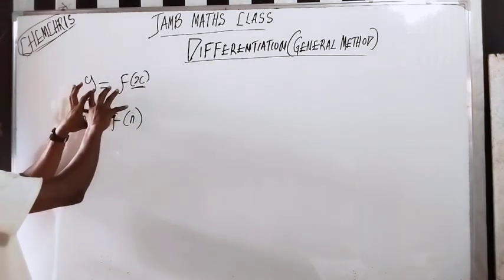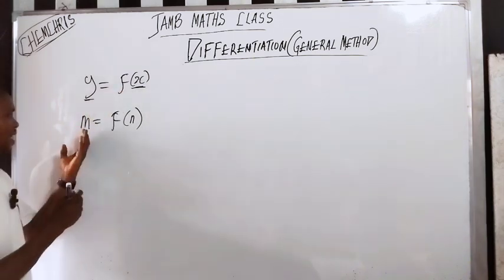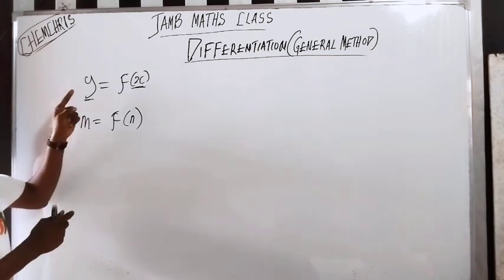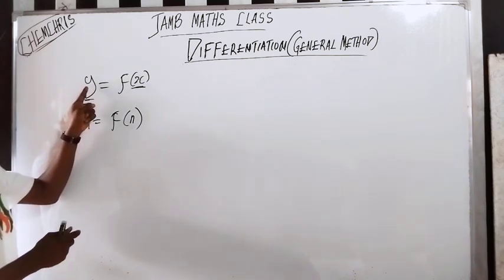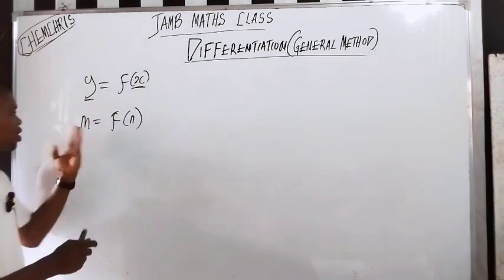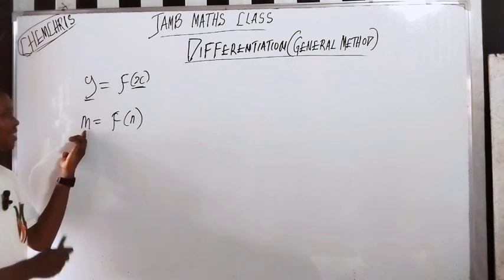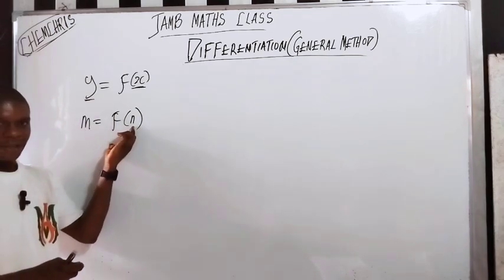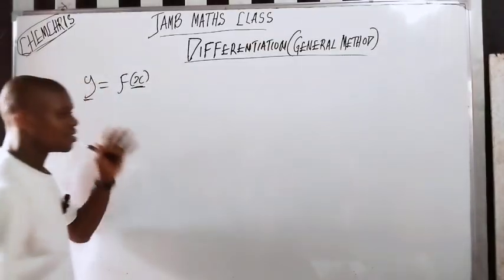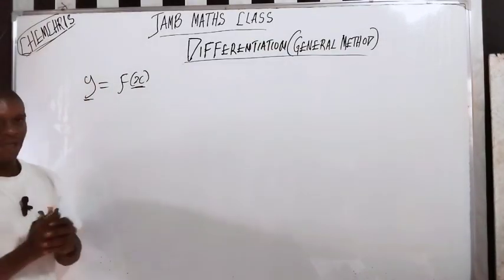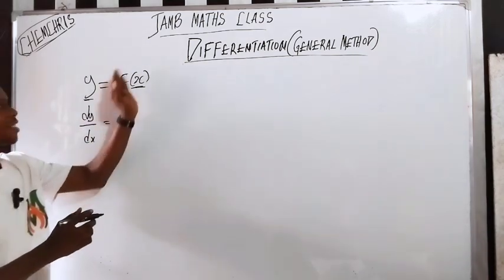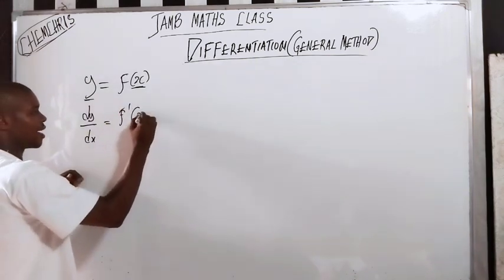Now, if you have a function like this, y equals f(x) and m equals f(n), differentiation means the rate at which y is changing with respect to x. And here, the rate at which m is changing with respect to n. So whenever you talk about differentiation, you use what we call dy/dx, depending on the variable you are given. So here we have dy over dx, and when you differentiate this one, you call it f prime x.